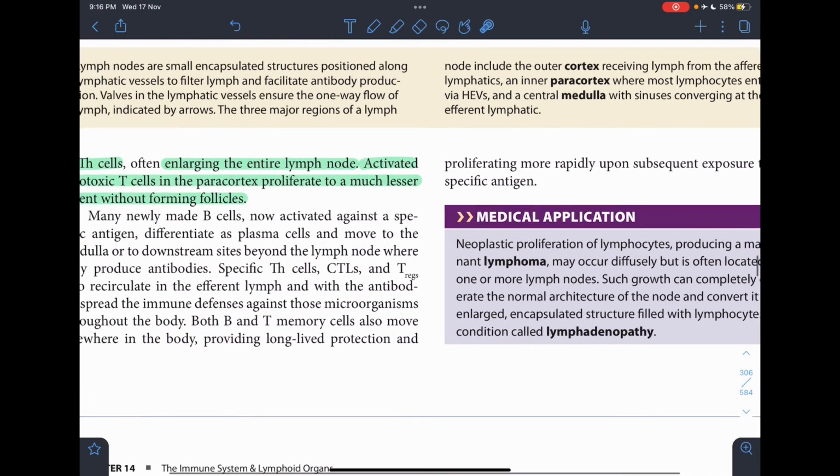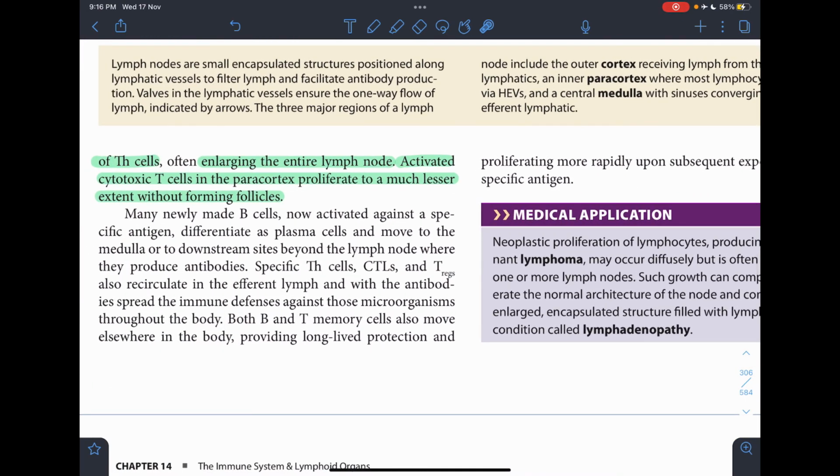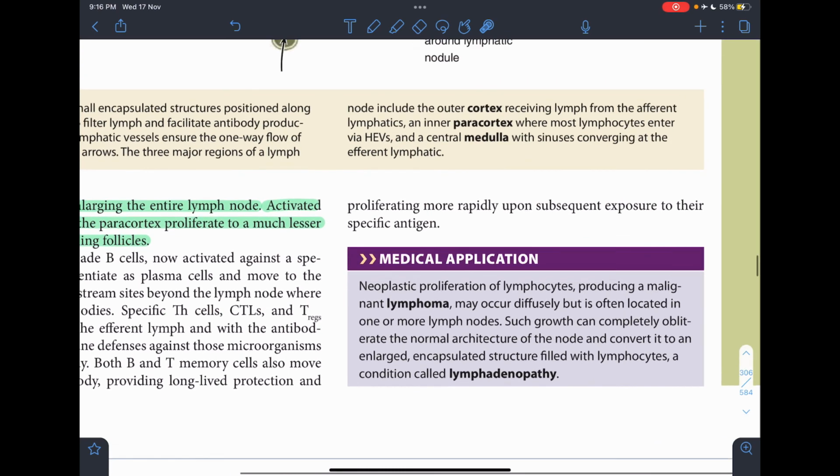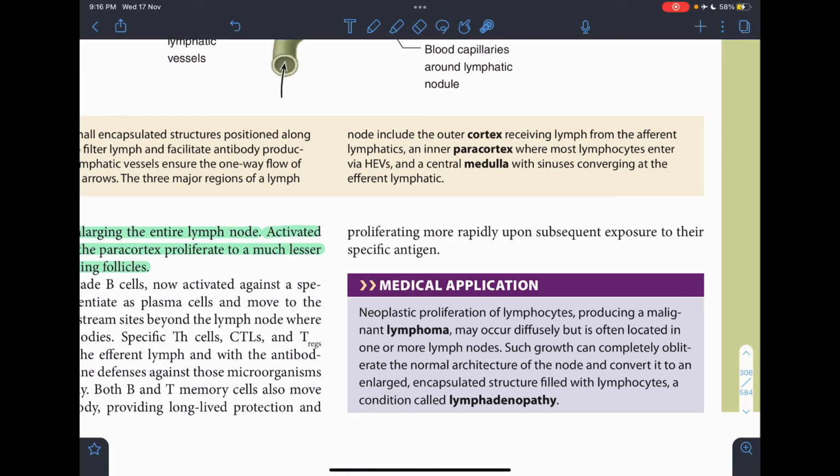So the B and T memory cells that become memory cells later will also move elsewhere in the body through the bloodstream, and they will provide long-lived protection and proliferate more rapidly upon subsequent exposure to their specific antigen.